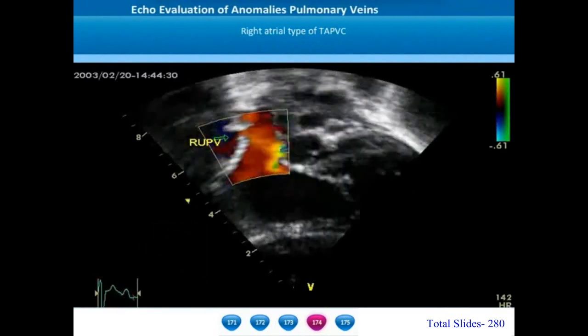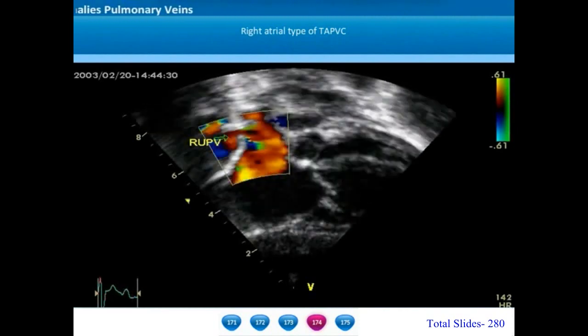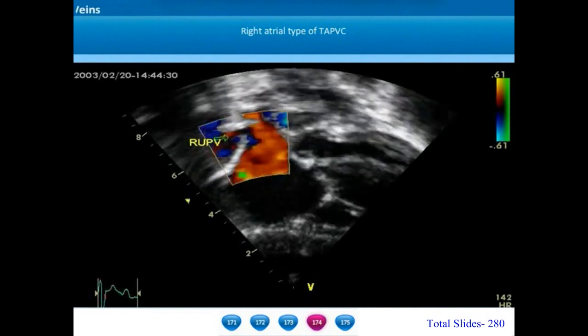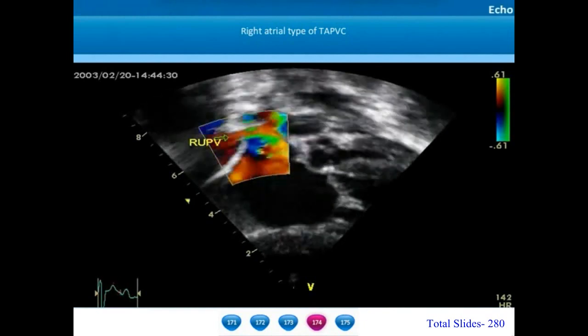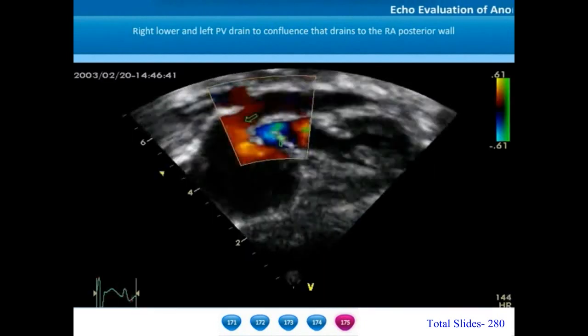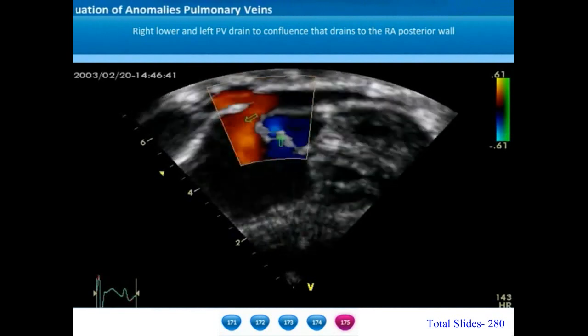Let us now move on to the right atrial type of TAPVC. On a subxiphoid coronal view, we are able to appreciate the pulmonary veins draining onto the posterior wall of the right atrium. We can see posterior to the right atrium, the right pulmonary veins and the left pulmonary veins converging towards the posterior wall of the right atrium.